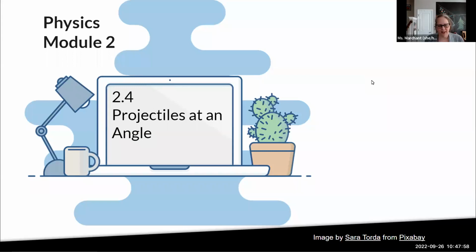Hello, 2.4 projectiles at an angle. So now we're going back to what we did earlier in the module. So we're going to need that SOHCAHTOA there to help us out. Okay, so if you have not yet put that in your notes, SOHCAHTOA.